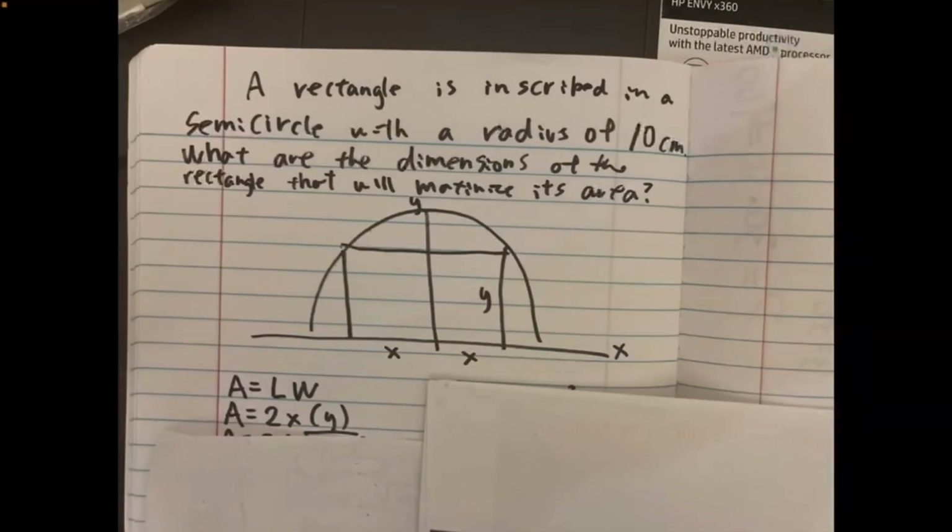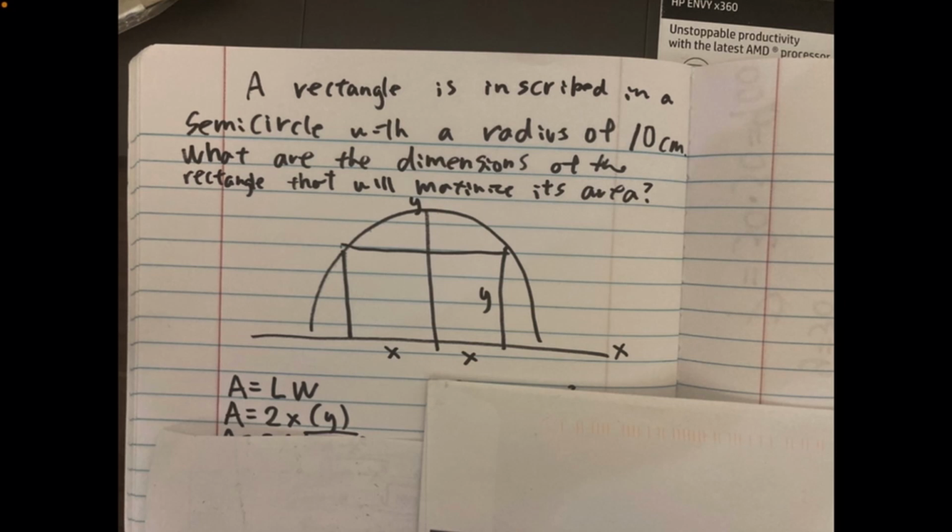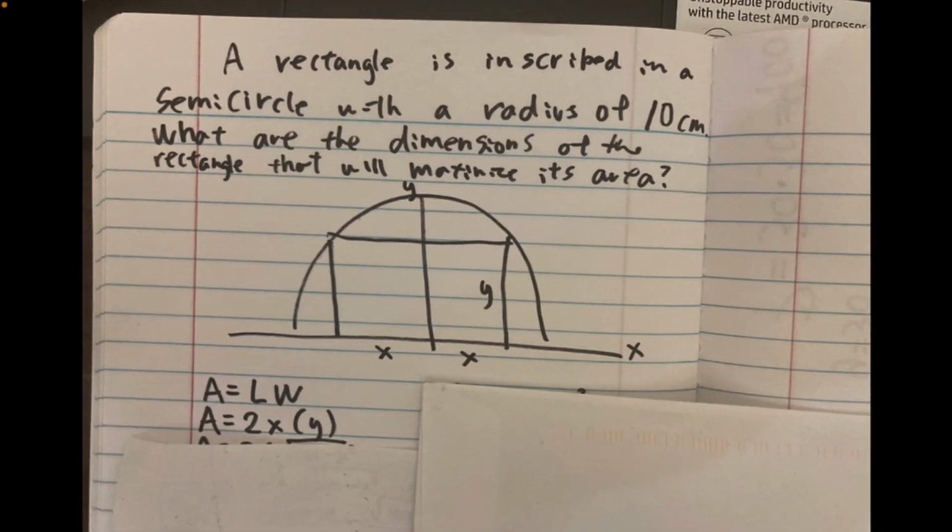A rectangle is inscribed in a semicircle with a radius of 10 centimeters. What are the dimensions of the rectangle that will maximize its area? So I have organized this information as a picture below, and we can start from that. Our objective function is area equals length times width, which is the equation for the rectangle's shape, and in this case it will be 2x times y.